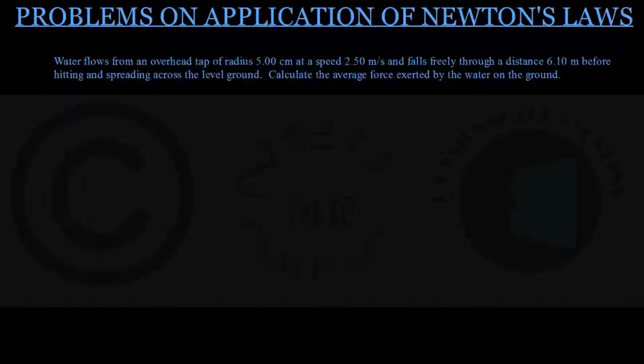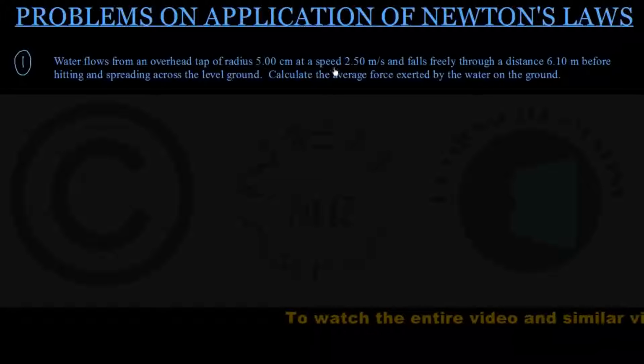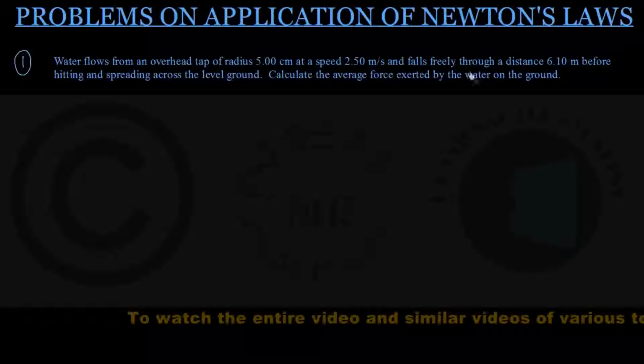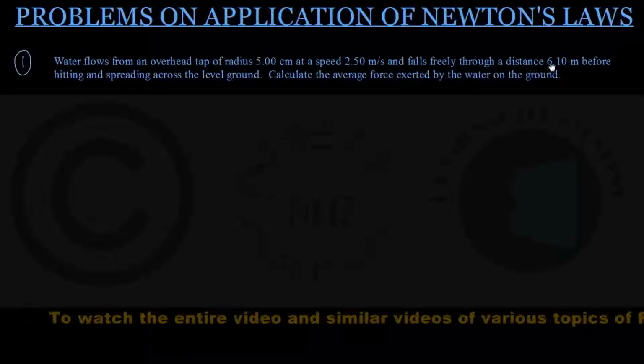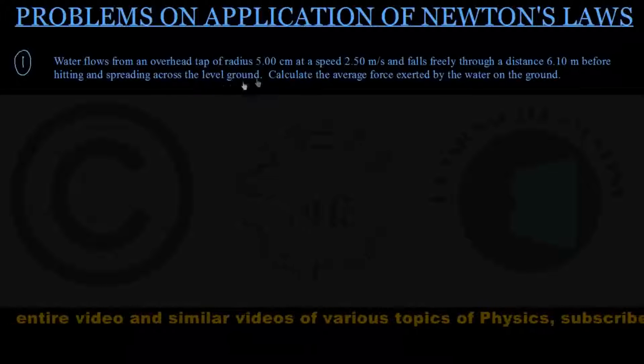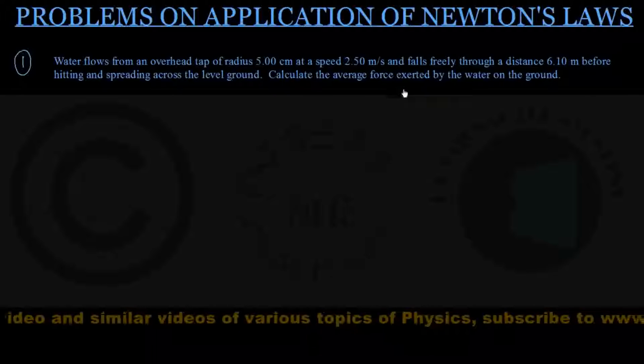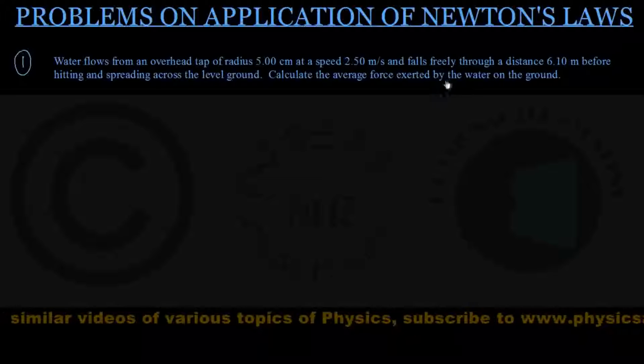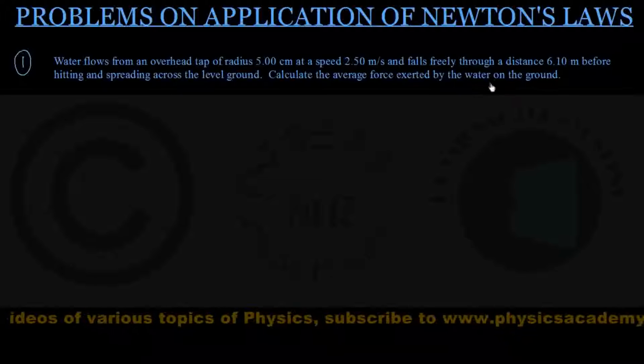This is the question on your screen, and I shall number it my problem number 1. And the question goes like this. Water flows from an overhead tap of radius 5 centimeter at a speed of 2.5 meter per second and falls freely through a distance of 6.10 meter before hitting and spreading across the level ground. Calculate the average force exerted by the water on the ground.